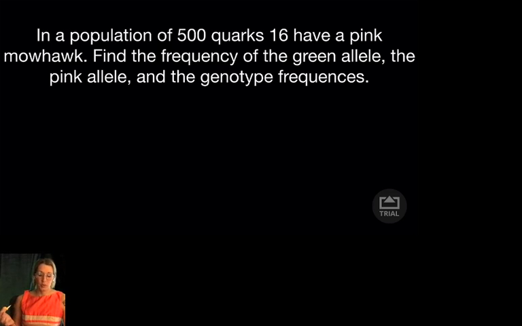In a population, we have 500 quarks. We know that 16 of these 500 quarks have a pink mohawk. This is the information we're given. The problem wants you to find the frequency of the green allele, the pink allele, and the genotype frequencies.